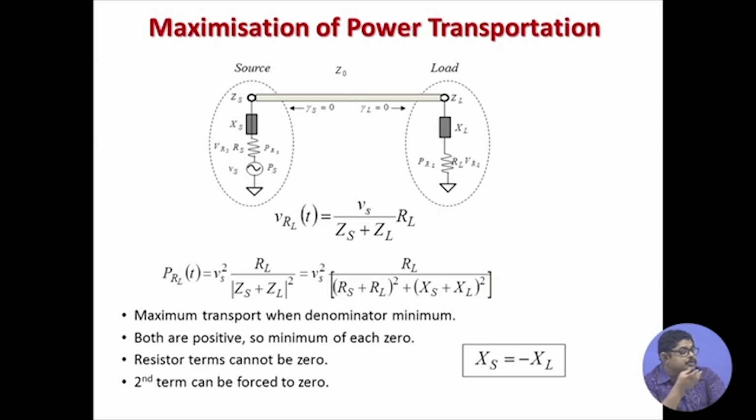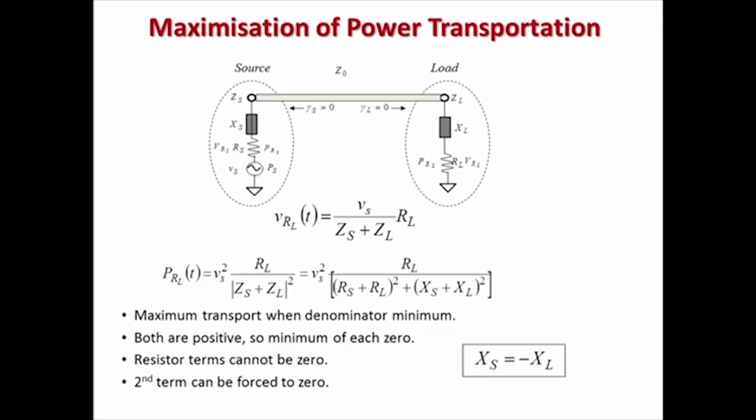Now, the denominator, you see, is the sum of two square quantities. So, the minimum of any square quantity is 0. Each of them can be 0, but RS and RL are the resistive parts. They are fixed, they cannot be changed. So, resistor terms cannot be 0 generally, because it is very difficult to make a circuit without any resistor. Both the source and load will have some resistances, but reactive terms are frequency dependent. So, we can make XS plus XL, their sum, 0.